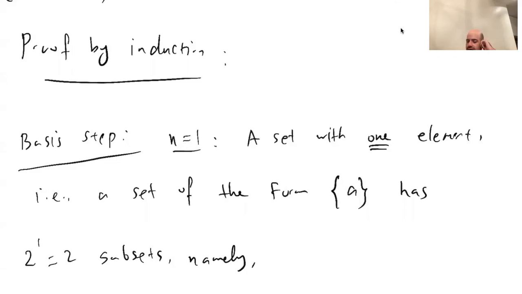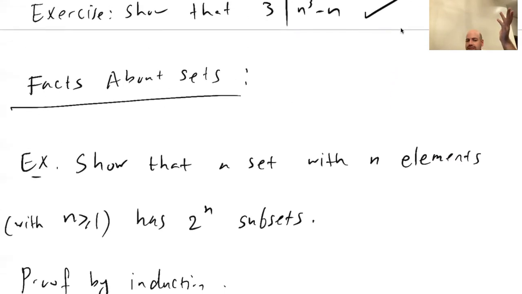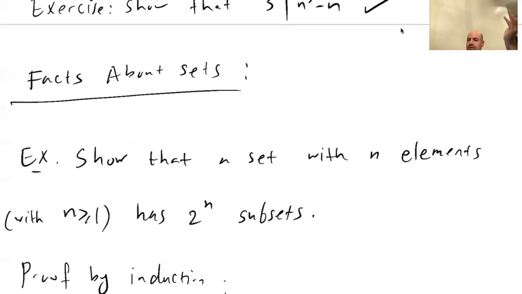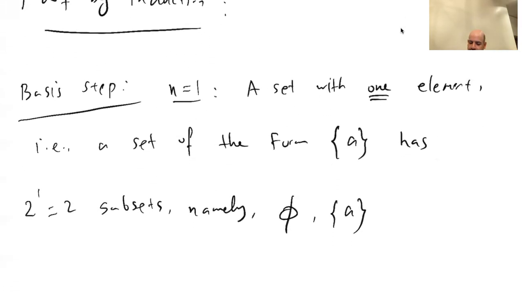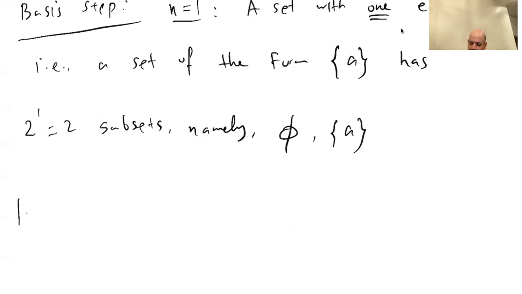What are the subsets of a set of this form? Empty set, which is the subset of every set, and also the set A itself. There is nothing else, right? So it has 2 subsets, and 2 means 2 to the power 1. Therefore, in this case, if n equals 1, the statement has been proved. Because a set with n elements, we wanted to show that it has 2 to the power n subsets. And then we have to do the inductive step.